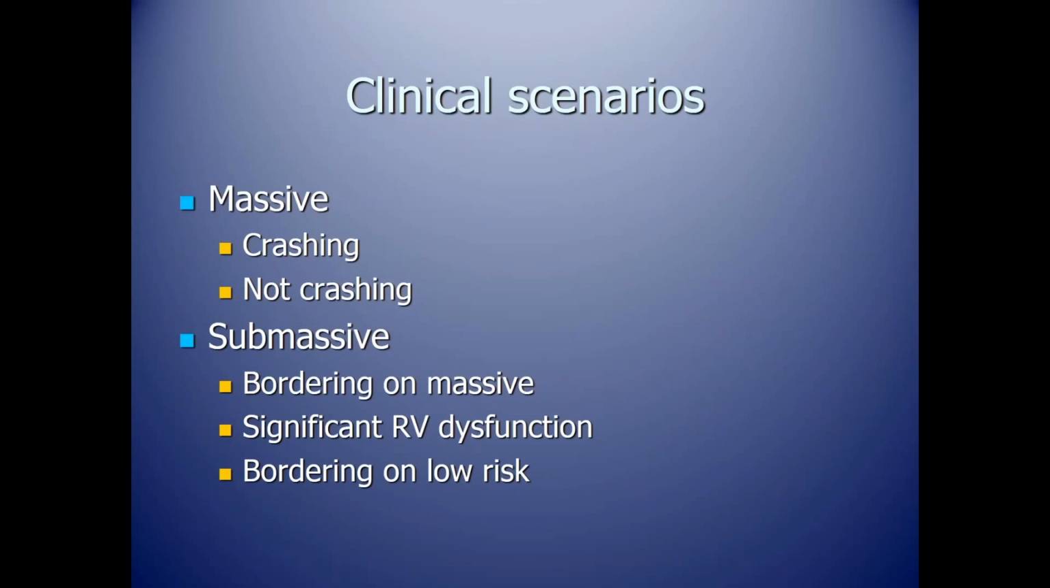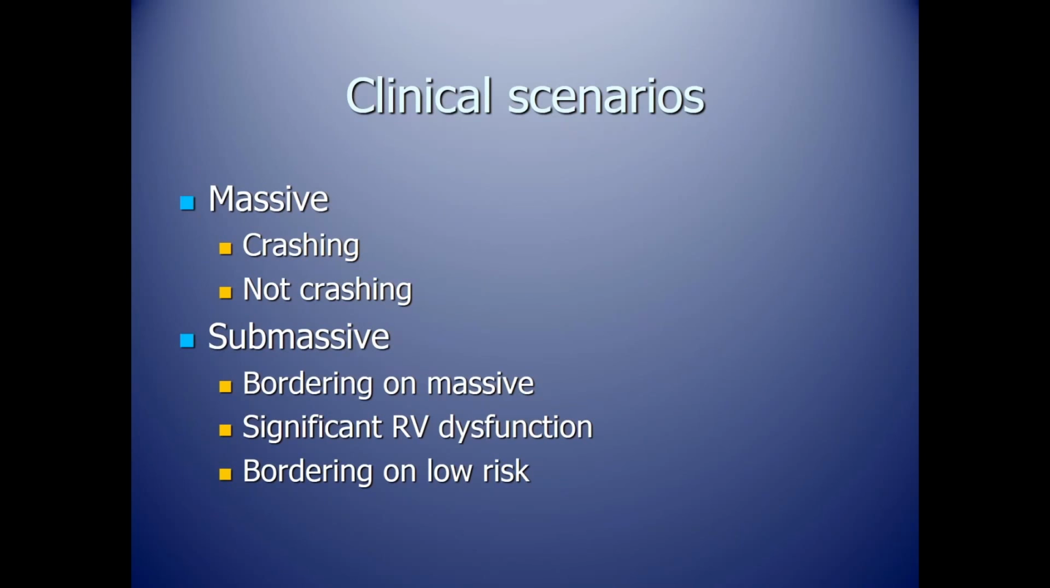Now, when we're deciding who to treat, we can take those categories of massive and submassive and further subdivide them. When we look at treating massive patients, there are the patients who are absolutely crashing, they're in shock, they're ready to die in front of you. And then the patients who are massive, but they're not crashing. They're obviously very sick, they're hypotensive, but they're what we call a stable massive. And then submassive PE patients are those who are really just teetering on massive, that by all the AHA criteria, they're in the submassive or intermediate risk group, but they're normotensive.